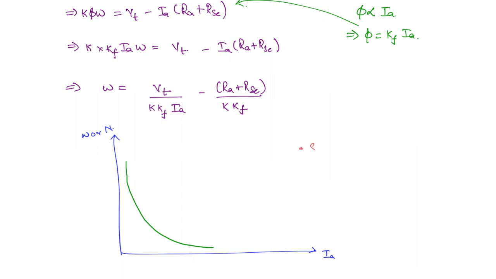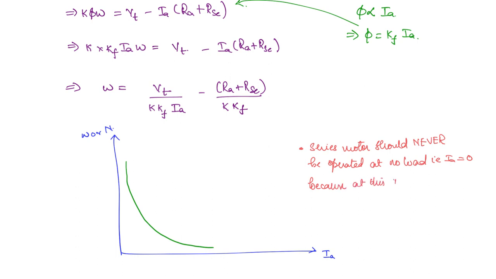So you can write this: series motor should never be operated at no load. That is Ia is equal to 0, because at this Ia value speed will become dangerously high.